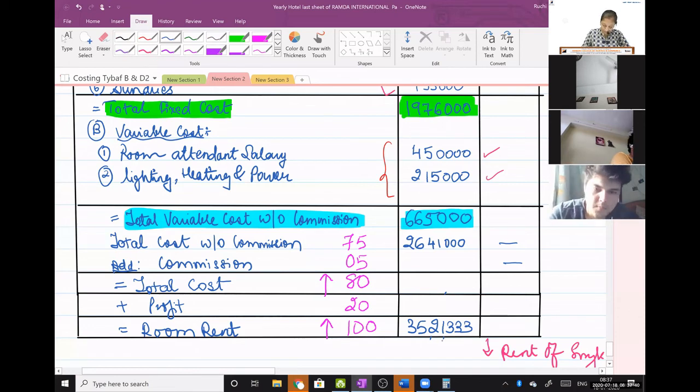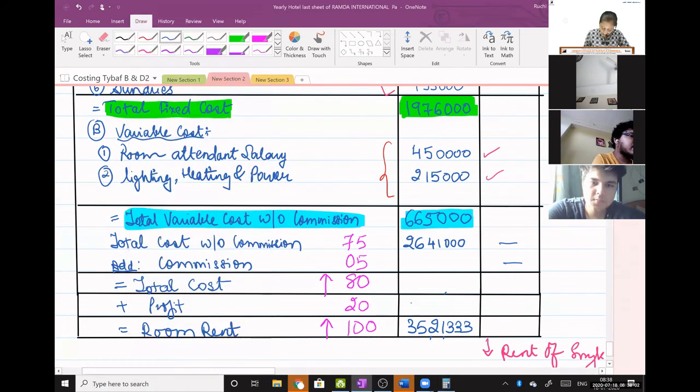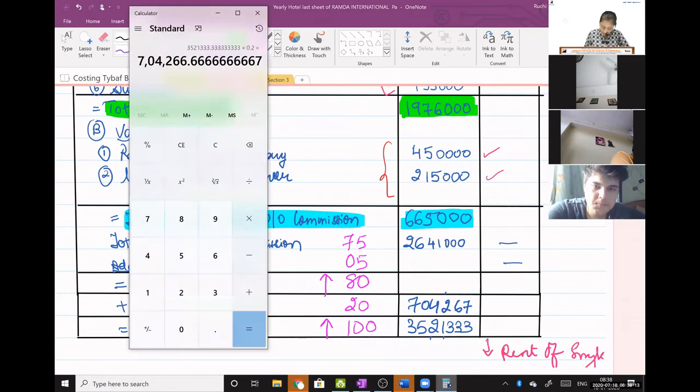Next, profit. Profit is how much? 20% on room rent revenue. So calculate 35 lakh 21,333, 20%. So 7 lakh 4,266.666, rounded off to 7 lakh 4,267. You're going reverse, so you can subtract directly instead of cross multiplying. Any method that is feasible and convenient to you, you can follow. Because after all, what we are doing is mathematics, so whether you do it this way or the other way around, the final answer should be the same.